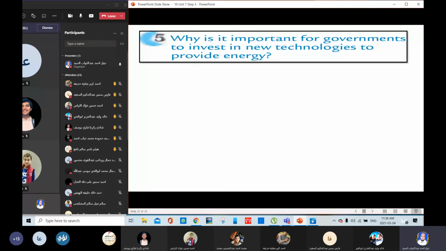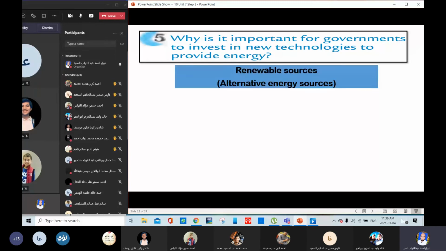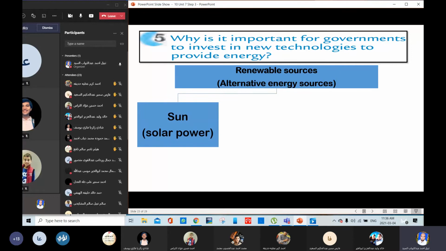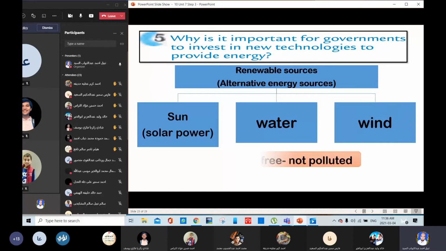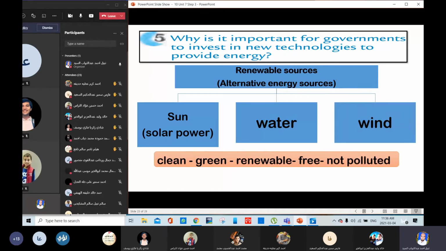Here, this is a question, and from the question we can write a diagram. Renewable sources of energy or alternative energy sources have some advantages and disadvantages and examples. What are these examples? We have sun or solar power, water power or wave power, and wind power. The advantages: of course, they are clean or green, renewable, free, or not polluted. So the most important advantages of renewable sources of energy are that they are clean, green, renewable, free, and not polluted. They are eco-friendly.